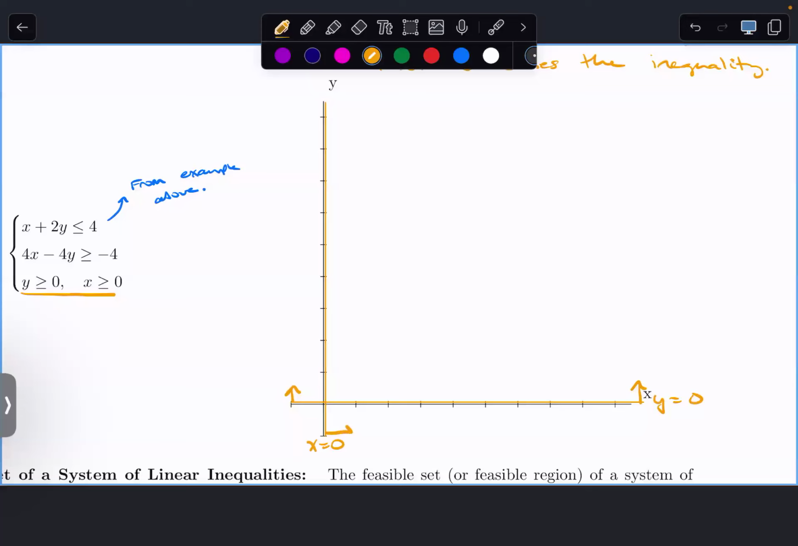This is x equal to 0, and I have to be on that side of the line. Which means together, I'm restricted to this quadrant so far.